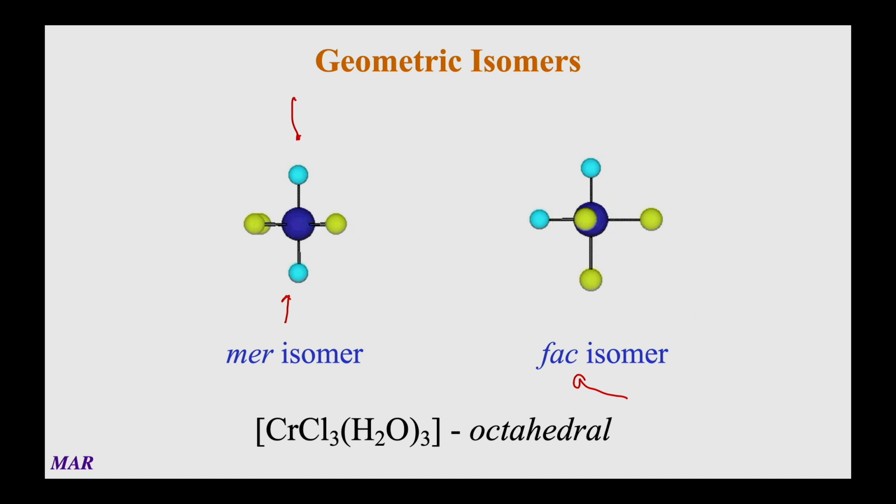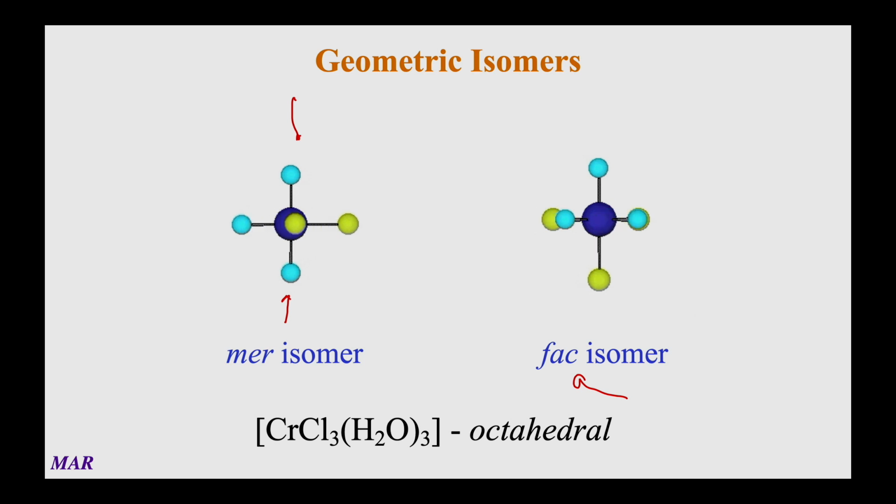Fac is facial, and there is kind of a triangle of atoms that are all the same when you have a facial isomer. There's a blue triangle on the top, and there's a yellow triangle, if you will, opposite on the bottom. Meridional, though, has that 180-degree orientation, which makes it a little easier sometimes to see.